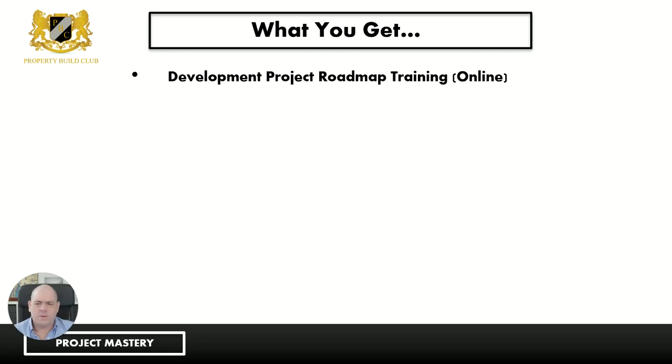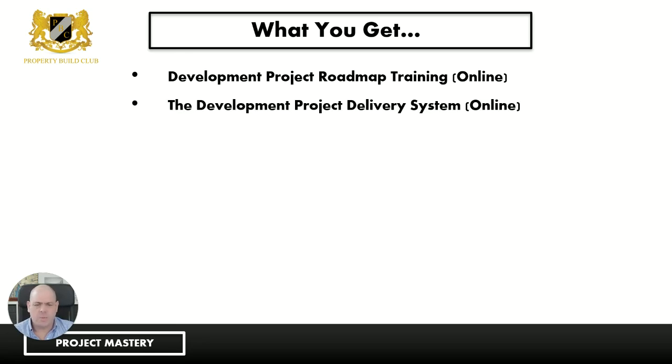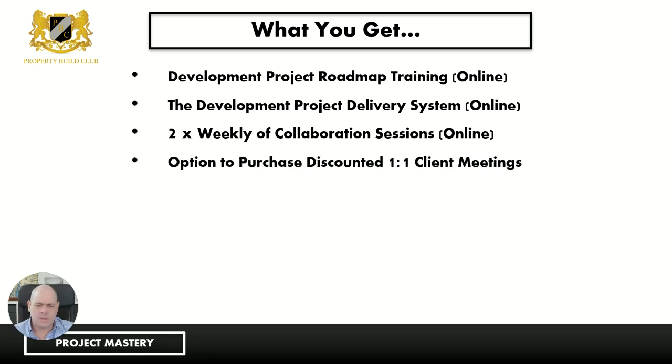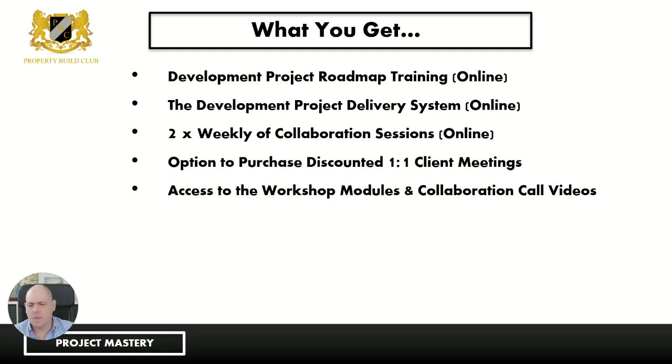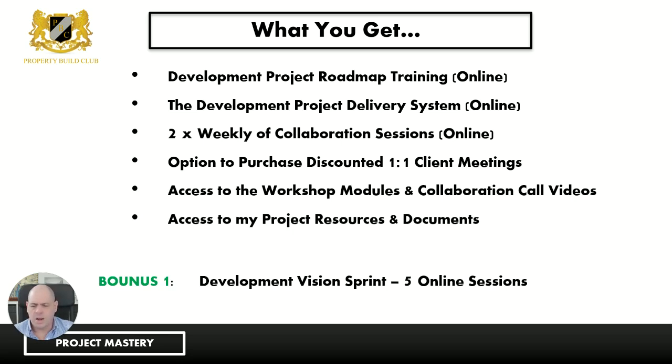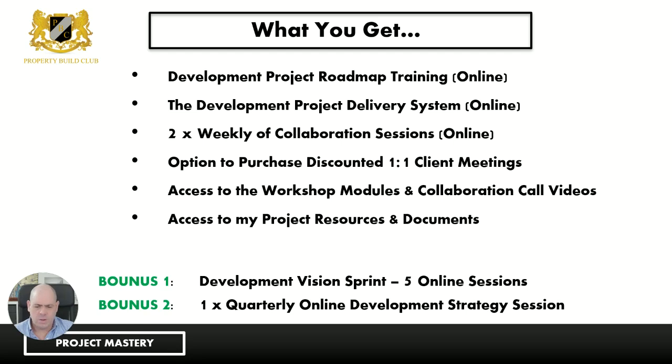What you get? You get the development project roadmap training online. You get the development project delivery system online. You get 2 weekly collaboration sessions online, and you get the option to purchase discounted one-to-one client meetings. You get access to the workshop and modules and collaboration call videos. You get access to my project resources and documents. And again, you'll get bonus 1, the development vision sprint, and bonus 2, one quarterly online development strategy session.